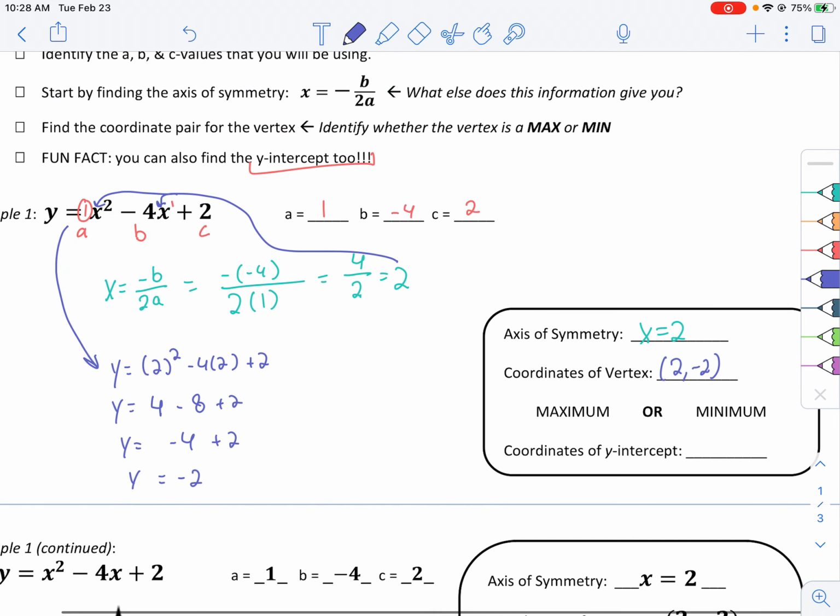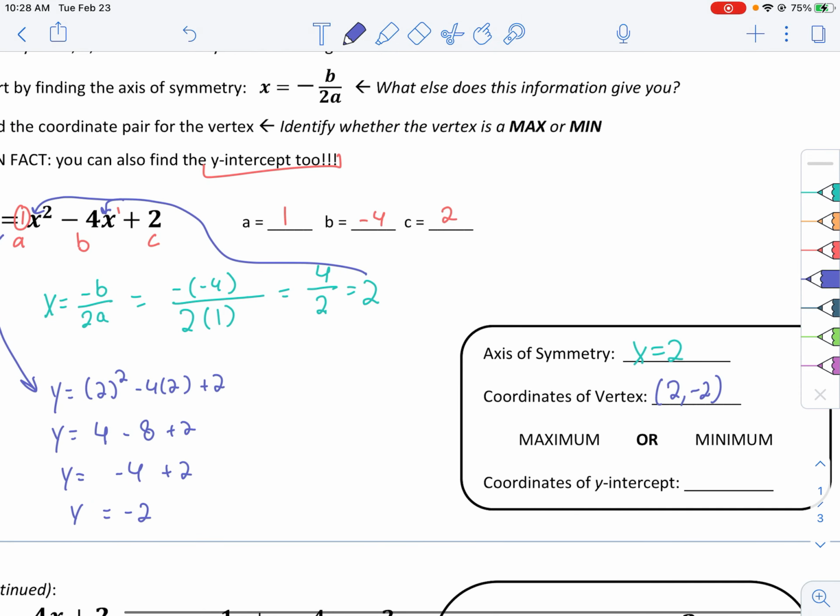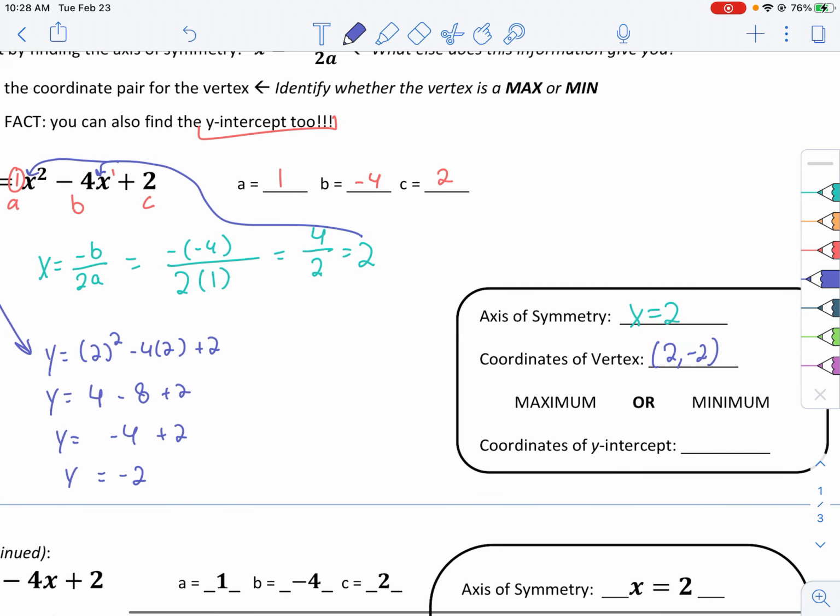Is the vertex a maximum or minimum, right? That's based off the a value. The a value is positive here. So with a positive a value, that means the graph opens up.